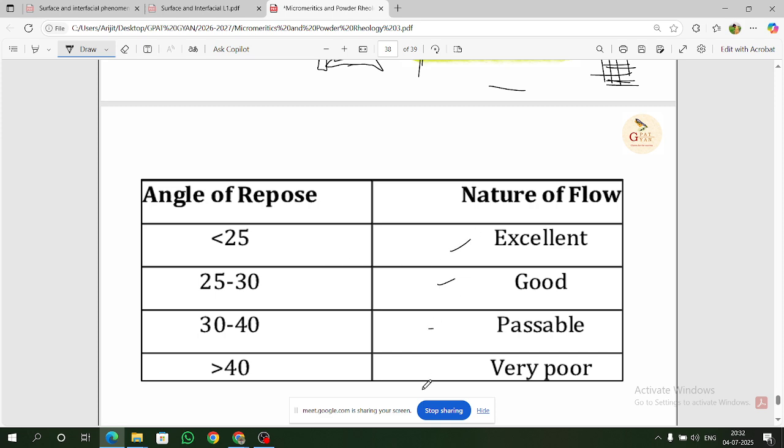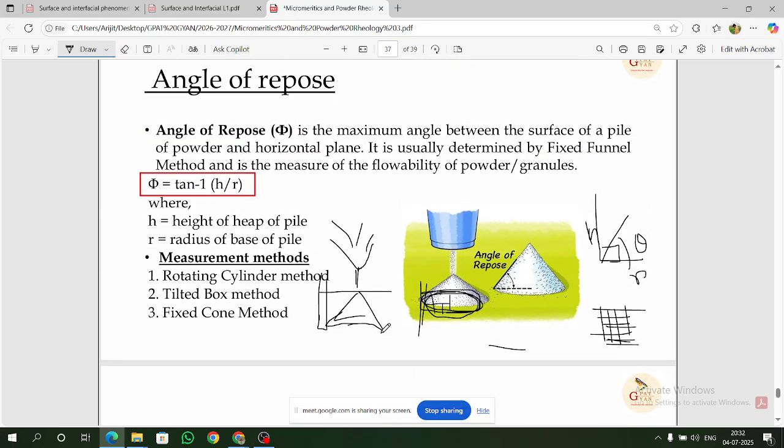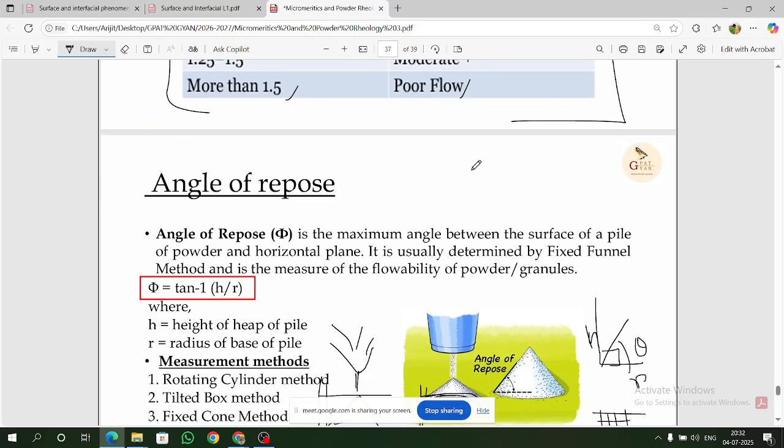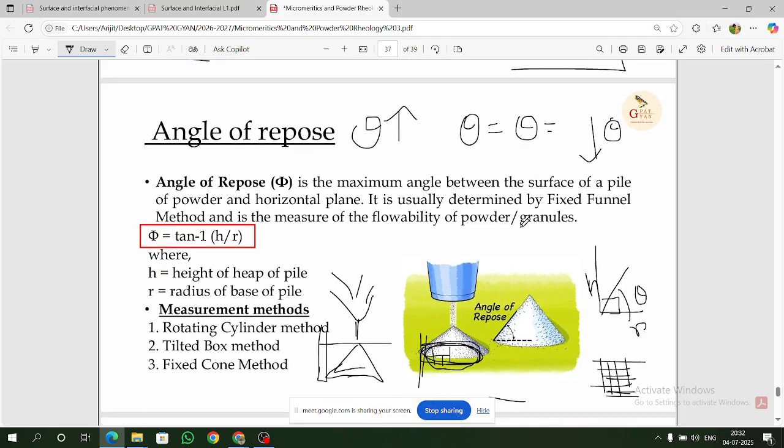Excellent, good, possible, poor. So what is the general idea? If the theta angle is more or theta angle is less, what does it imply? If theta is more, what? If theta is less, then what? Try to just give me the answer. Normal idea, theta is more or theta is less, what will be the case?